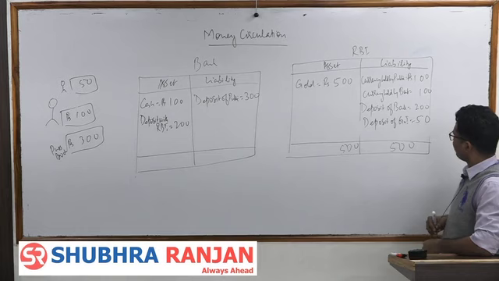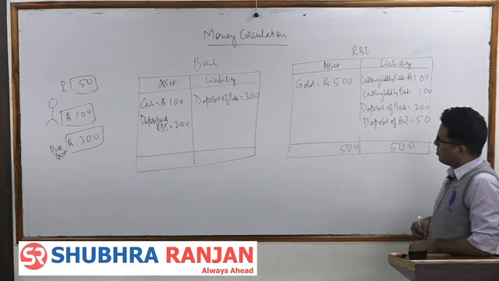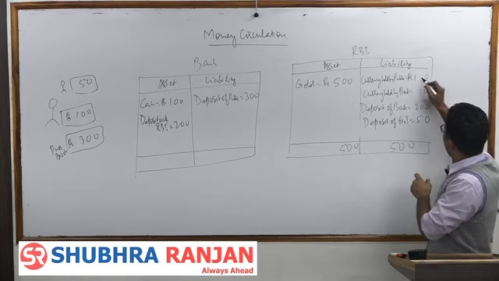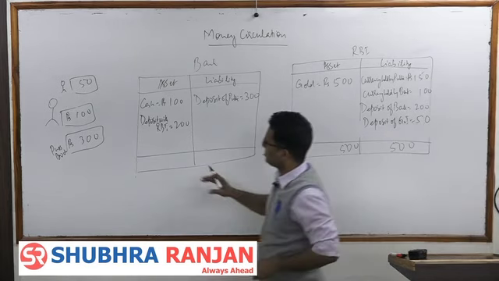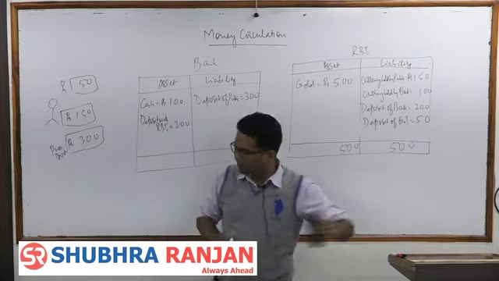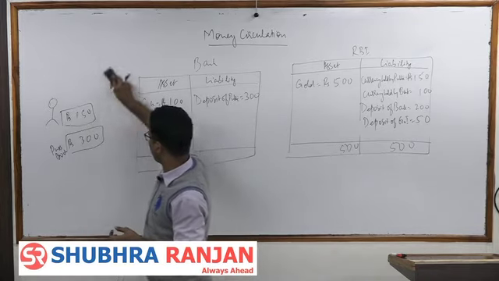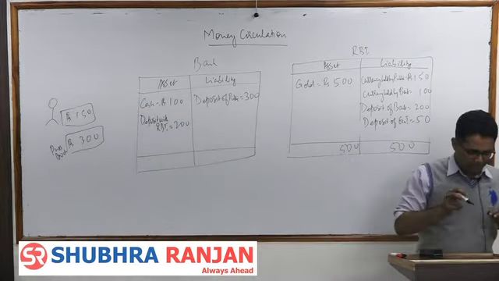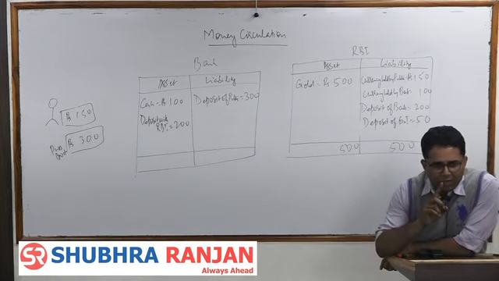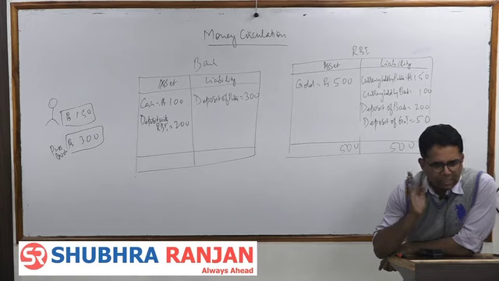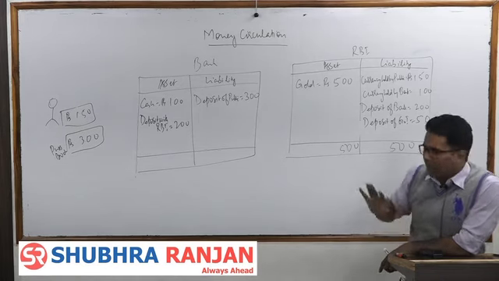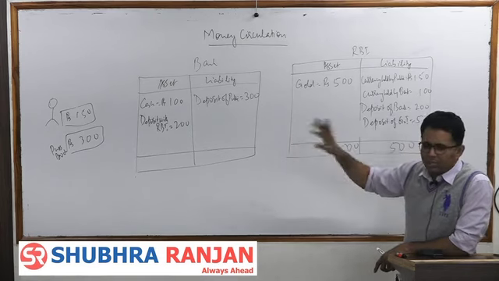Okay? Coming back to the original example. Money supply 450, RBI's liability 500. And why money supply changed, you understand, because of tax collection. So RBI's liability is a different thing and money supply is a different thing.